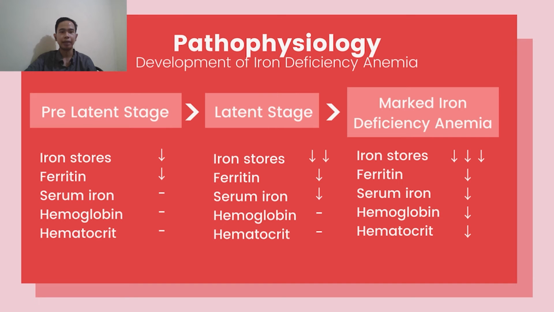The last one is marked iron deficiency anemia. It is the peak of iron deficiency anemia. Lack of iron will finally decrease the hemoglobin and hematocrit. The next part will be continued by my friend.